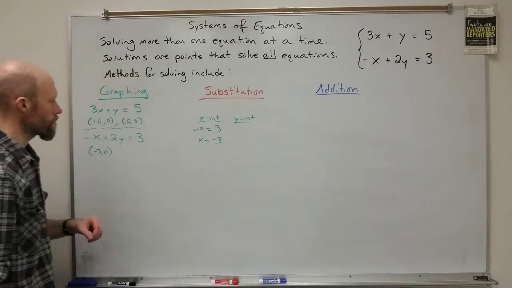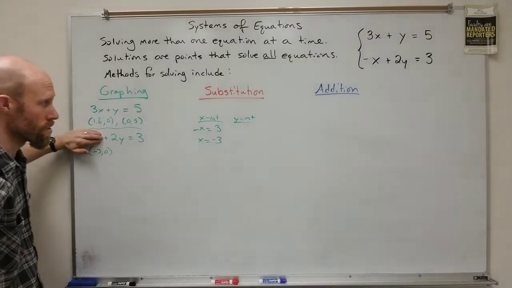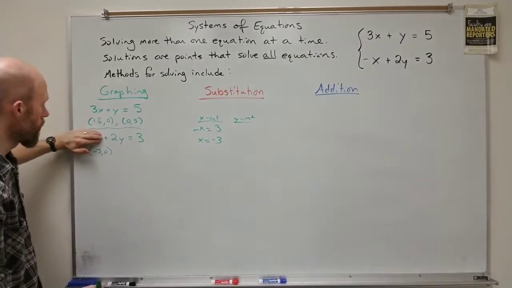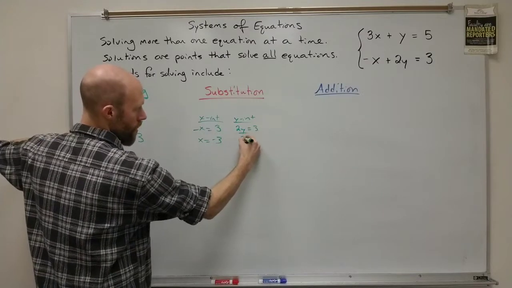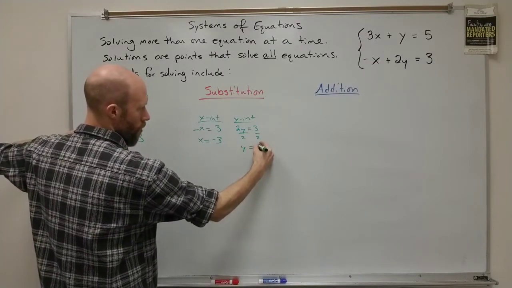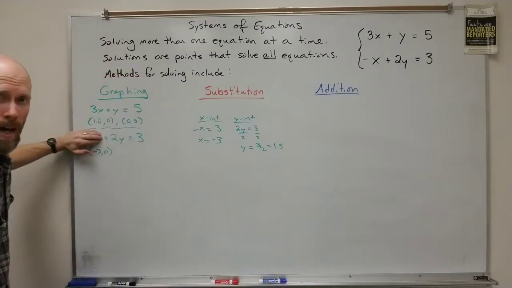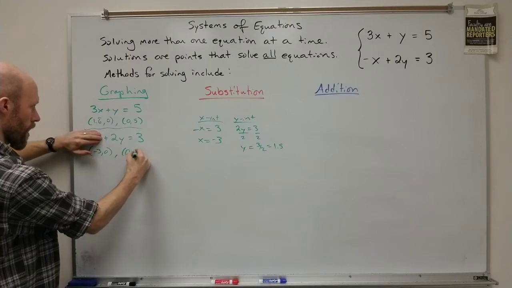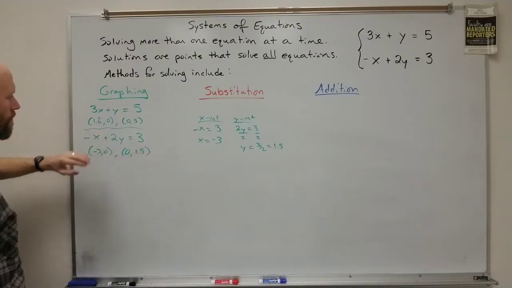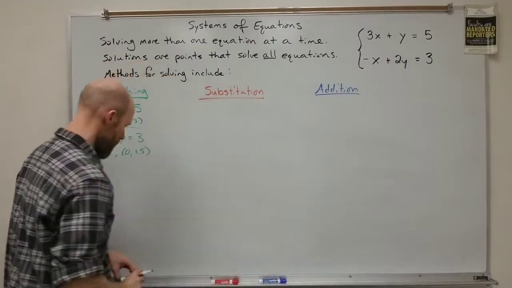The y-intercept, again, I'm going to cover up the x term because the x is 0 for a y-intercept. I get 2y equals 3. I divide out the 2. y is equal to 3/2, which is 1.5, okay? So that tells me that the y-intercept is going to be at (0, 1.5). So I've got my x and y intercepts for both graphs.